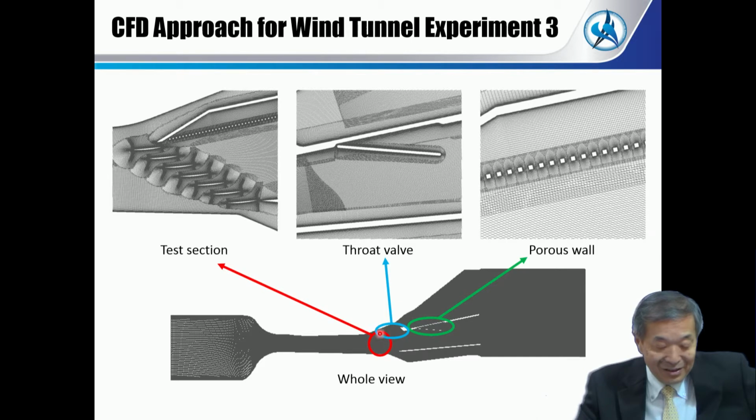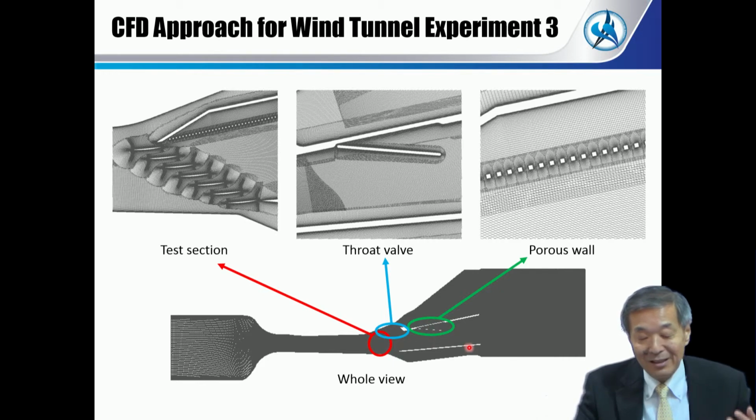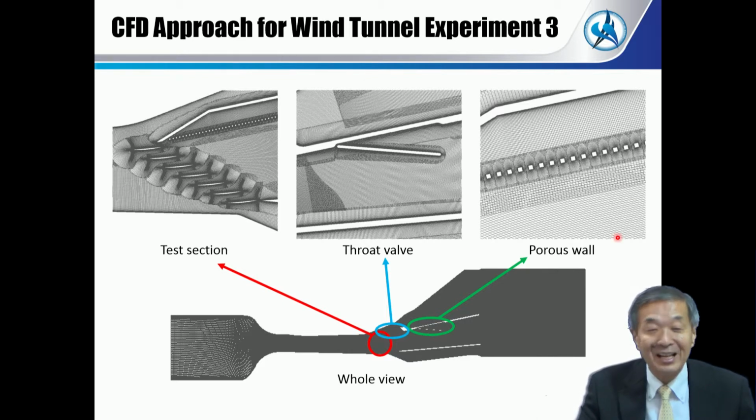For instance, the grid for the test section is like this. There is a throttle valve here, so the valve is here. And there is a porous wall for making a uniform flow. We are using a porous wall here, so the porous flow is also modeled by the grids. So it's very complicated, but it's a zonal method.